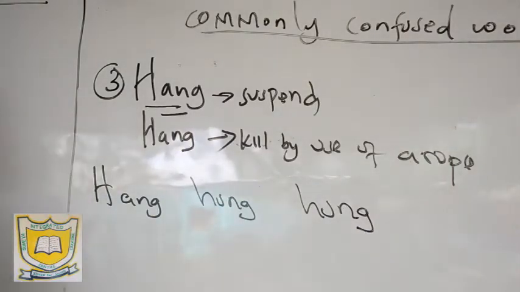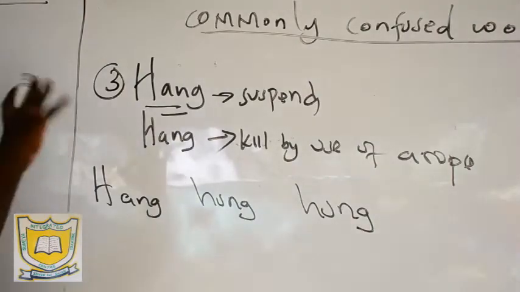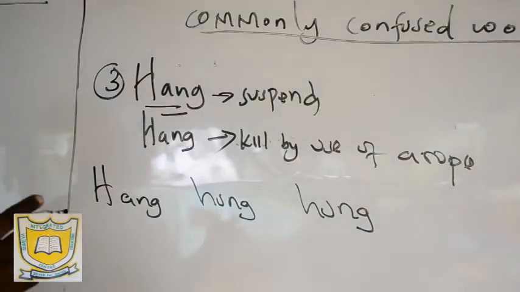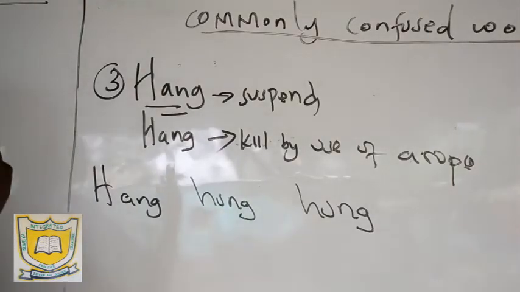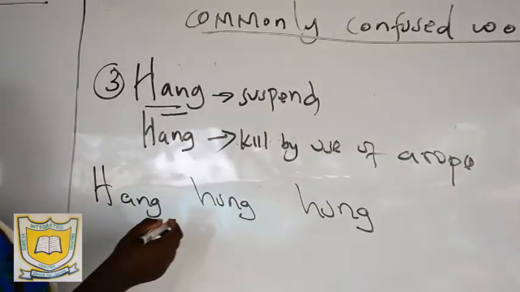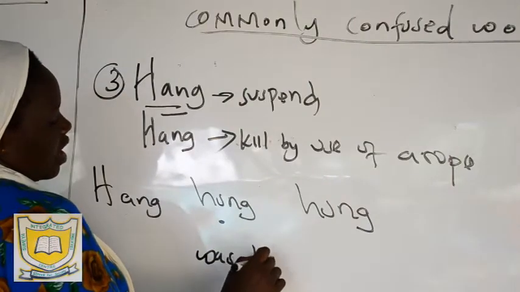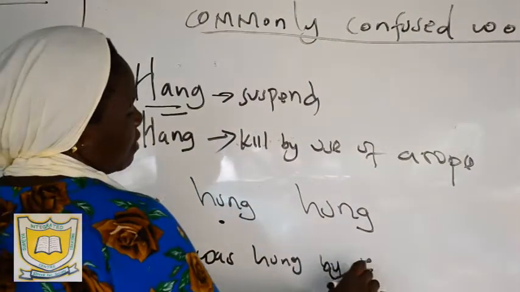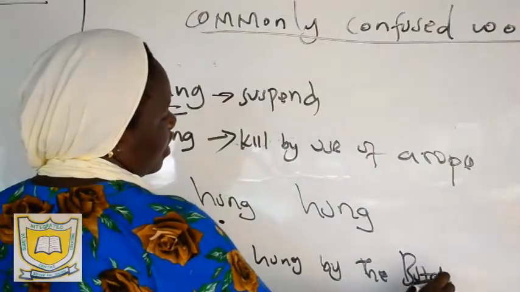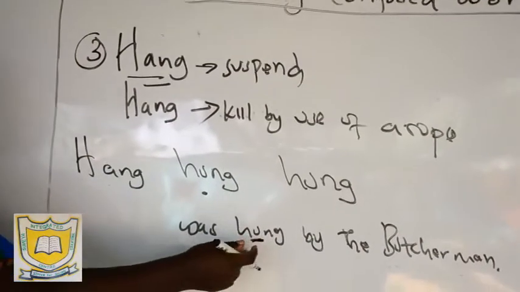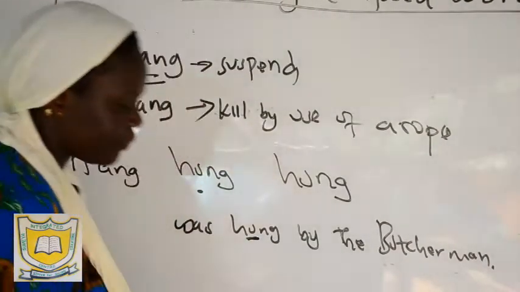Especially when, like the way we put charts in our class, the way we hang clothes on the clothing line, the way meat is placed in a butchery. So we can say the chunk of meat was hung by the butcherman. So you say it was hung by the butcherman. Now you realize that was hung, which is H-U-N-G.